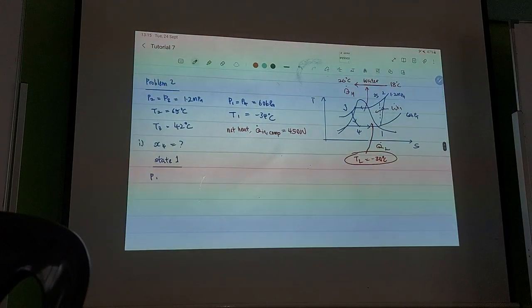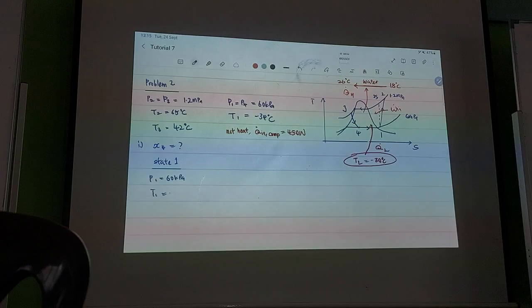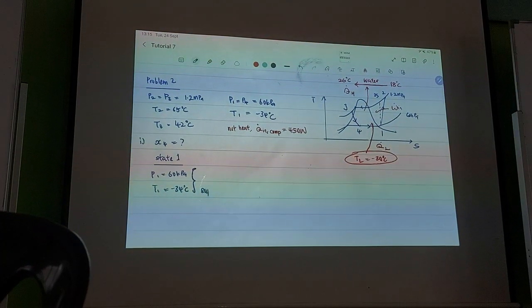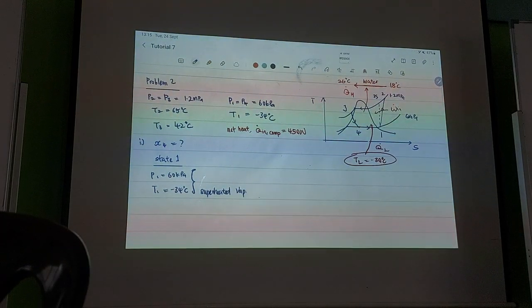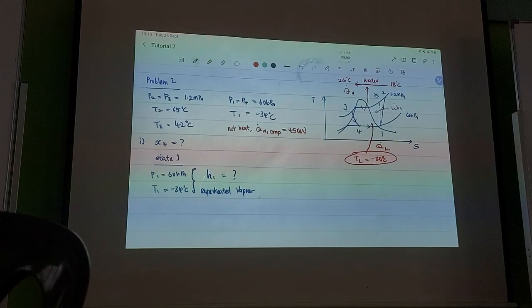So we know that P1 is 60 kilopascal. T1 is -34 degrees Celsius. So this one, if you go to the superheater table, most likely is a superheated vapor. You can get H1. Okay, you have enough information for this.